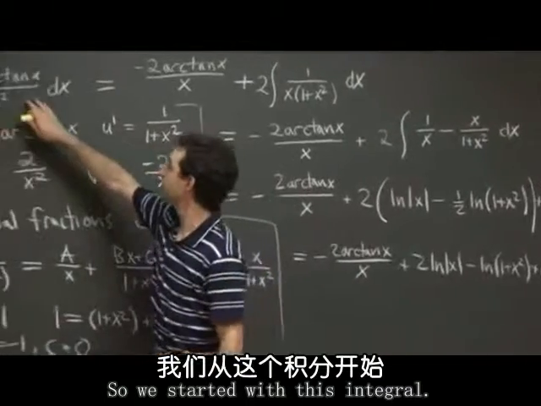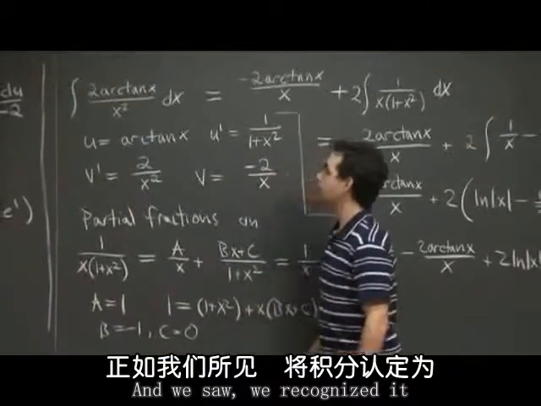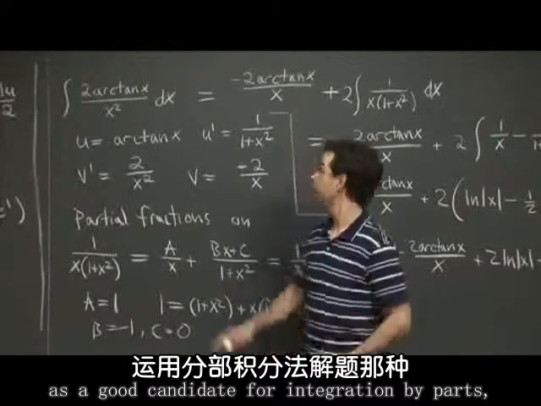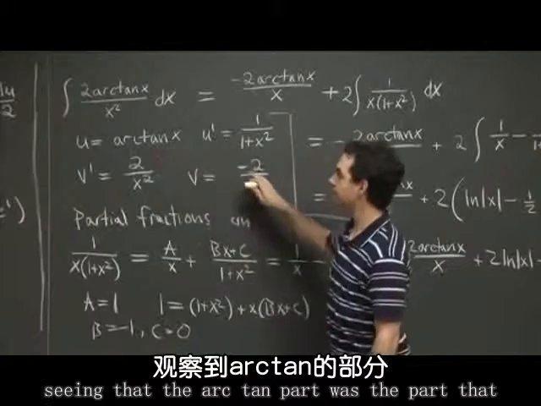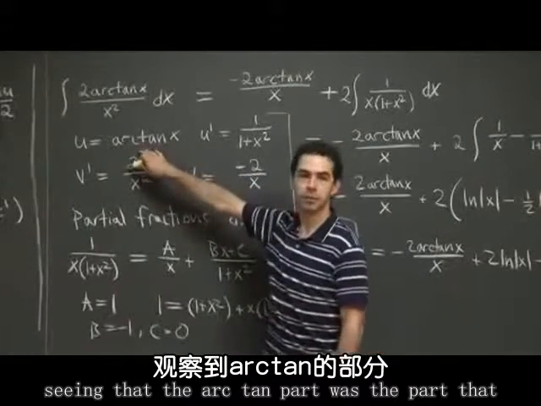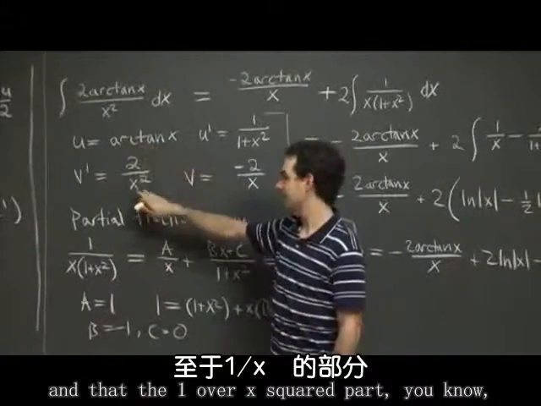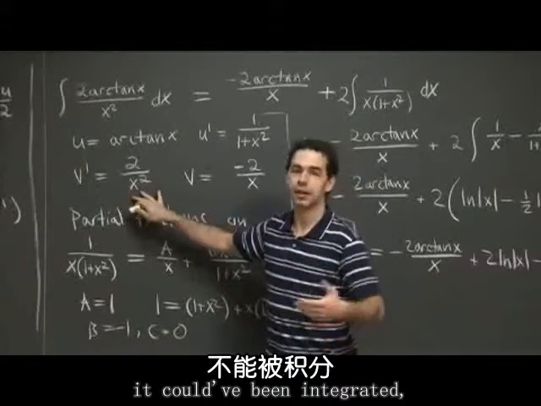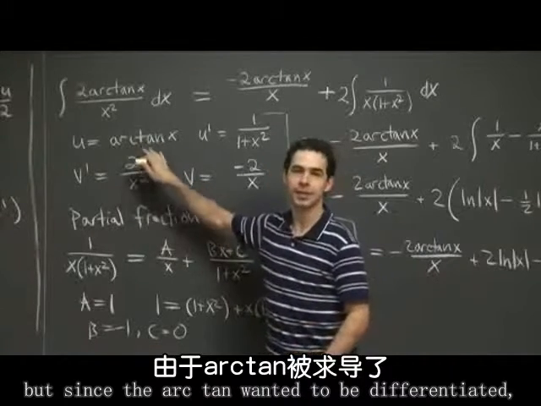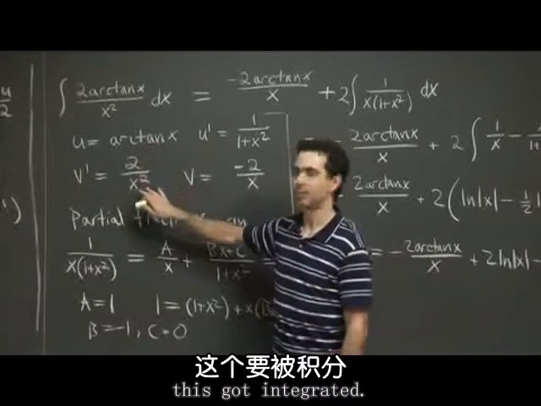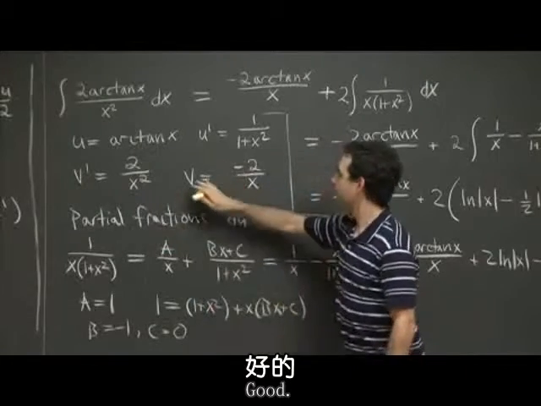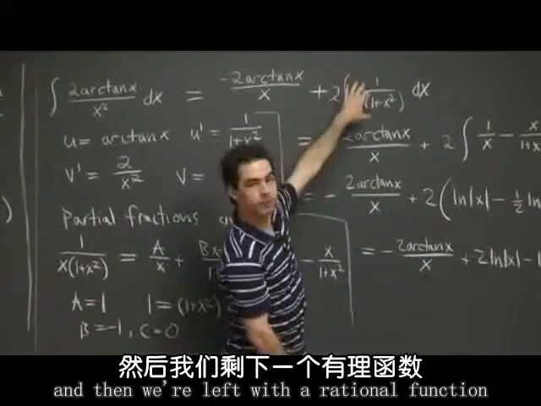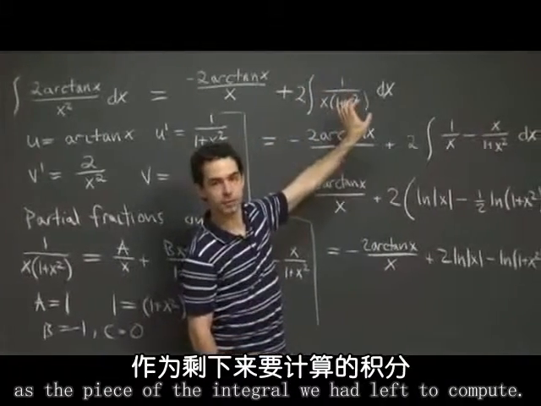Let's just recap quickly how we arrived at it. So we started with this integral, and we recognized it as a good candidate for integration by parts, and so we applied integration by parts, seeing that the arctan part was the part that really wanted to be differentiated, and that the 1 over x squared part could have been differentiated or integrated, but since the arctan wanted to be differentiated, this got integrated. Good, so we did integration by parts, and then we were left with a rational function as the piece of the integral we had left to compute.